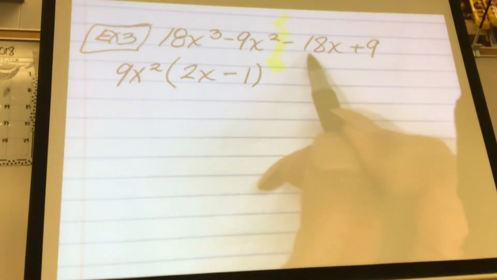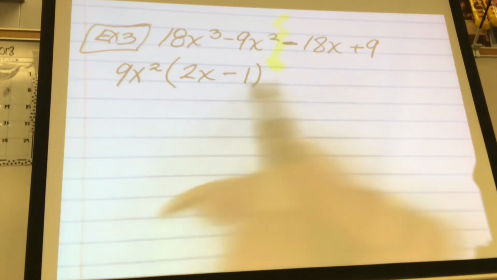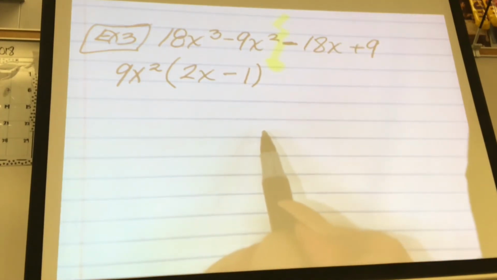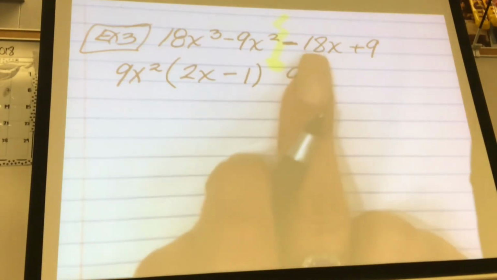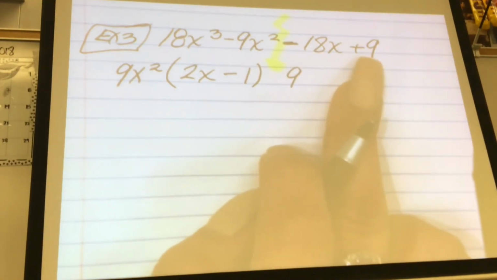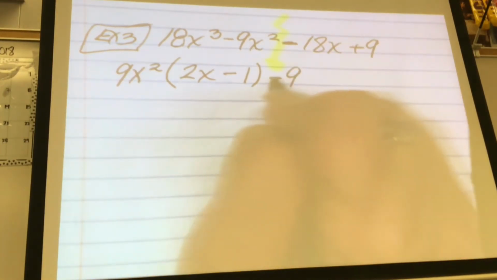What can I take out of an 18x and a 9? Remember, it's negative right here, and I want this to be negative. So what should I take out? A 9. But then if I just take out a positive 9, do you see that this is going to be a negative and this is going to be a positive? What should I take out instead of just a positive 9? Beautiful. Let's take out a negative 9.